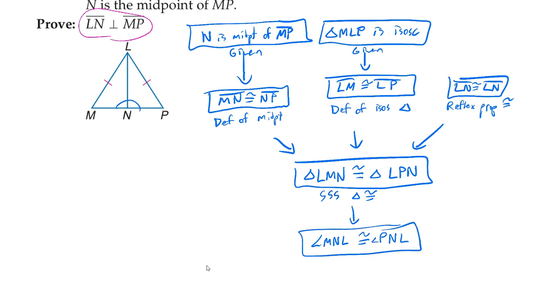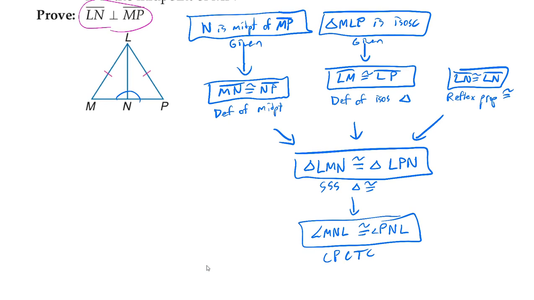That's by CPCTC. That was the whole goal of finding the triangles are congruent. But now we need to, off to the side, say, well, we also know that the measure of angle MNL plus the measure of angle PNL equals 180 degrees. I'm going to erase that and resize that box there. And how did we know that?